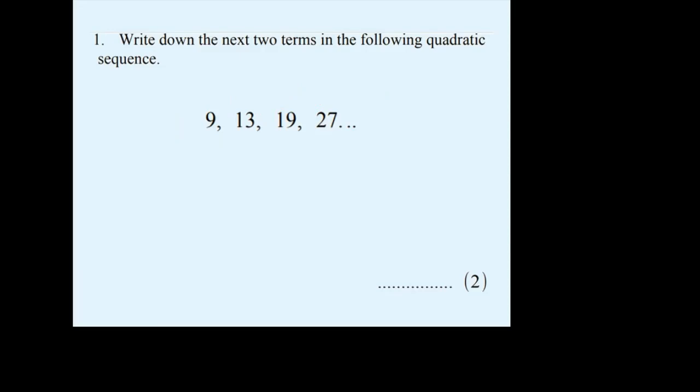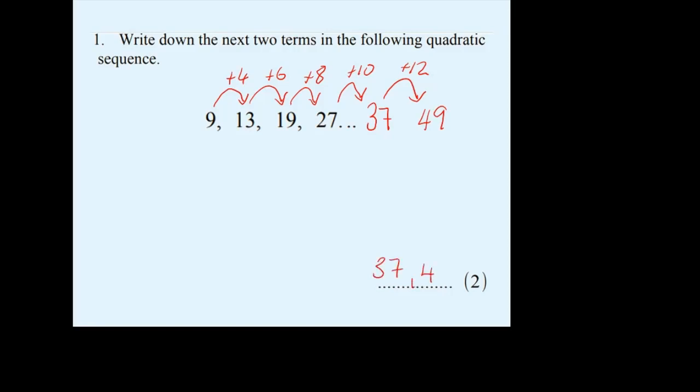So this is a GCSE question. Write down the next two terms in the following quadratic sequence, and all you have to do is exactly what we just did there. So from 9 to 13 is a plus 4. 13 to 19 is a plus 6. 19 to 27 is a plus 8. The next one, plus 10, is 37. And the next one, plus 12, is 49. So 37 and 49 are your next two terms. And that's all there is to do to that. You just need to find the pattern that will help you find the next term.